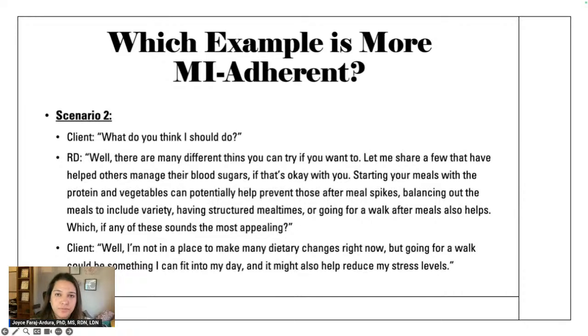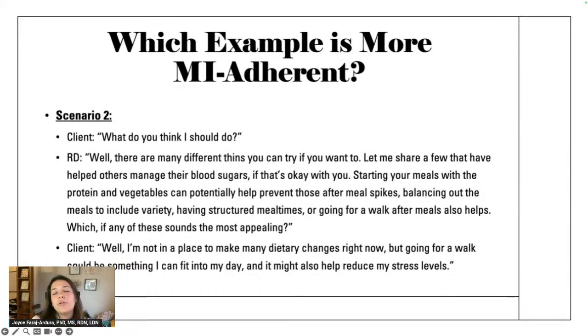This is scenario 2. Same client, same dietitian, but the suggestions are offered in a different way. The client says, what do you think I should do? The dietitian can say, well, there are many different things you can try if you want to. If you want to, emphasizing autonomy. Let me share a few that have helped others manage their blood sugars if that's okay with you. If that's okay with you, asking for permission.